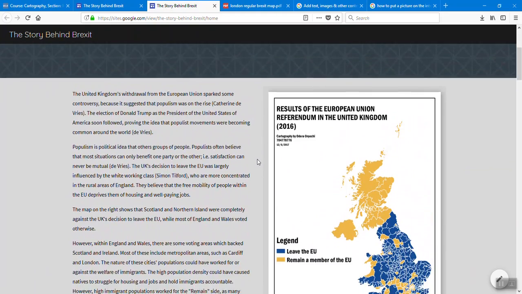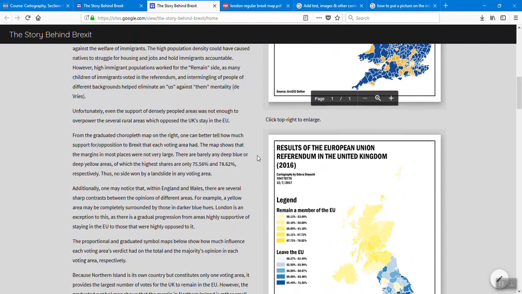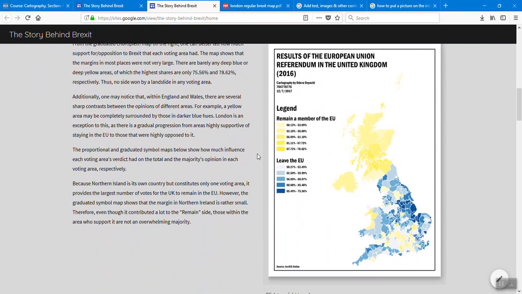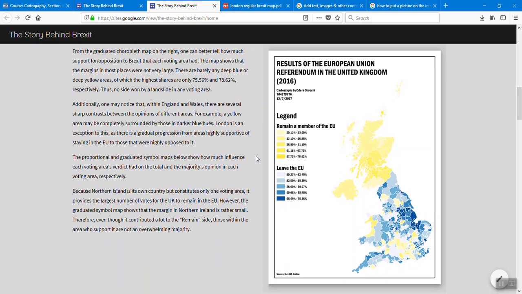For all the maps where I used graduated symbols or graduated colors, I used natural breaks because they rendered the optimal representation, the optimal classification of data.